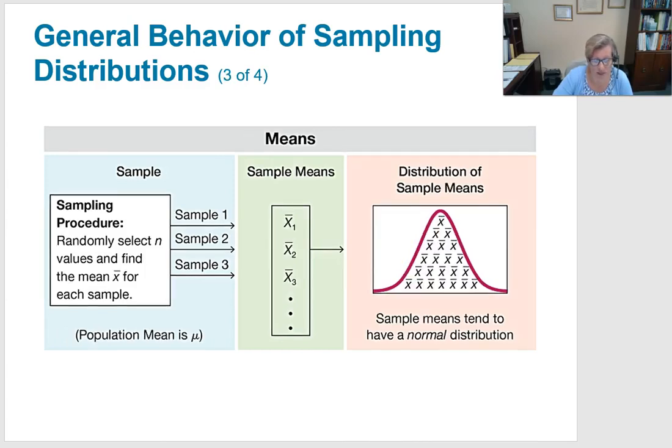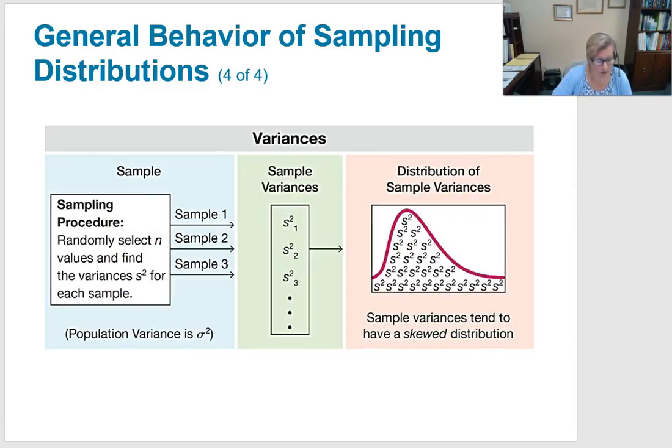And you can do the same thing with means. If you have means, you can take a bunch of samples, find the mean for each sample, take all of those sample means, and when you put them together, you should have a normal distribution as well. This works with variance as well.